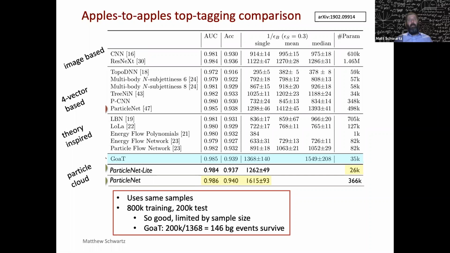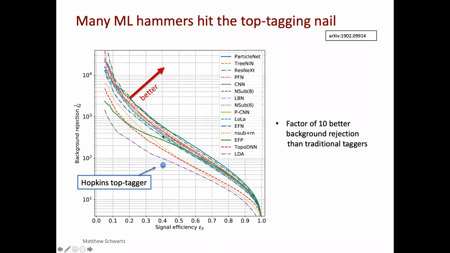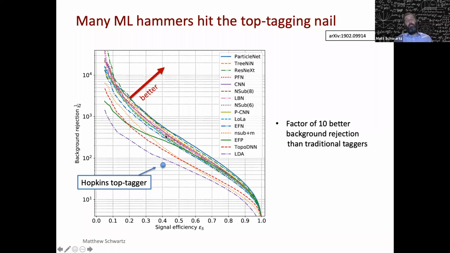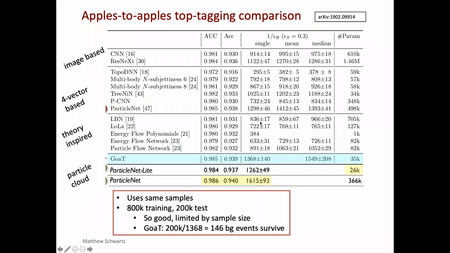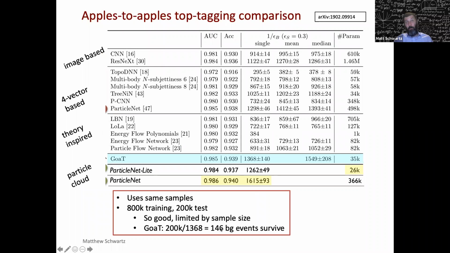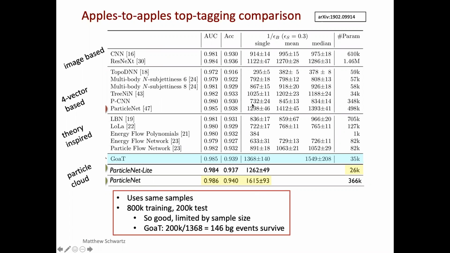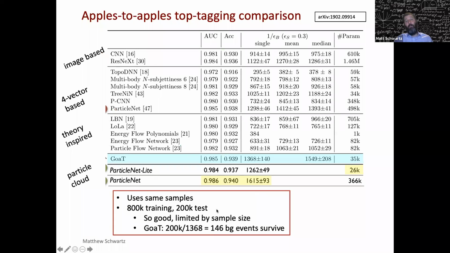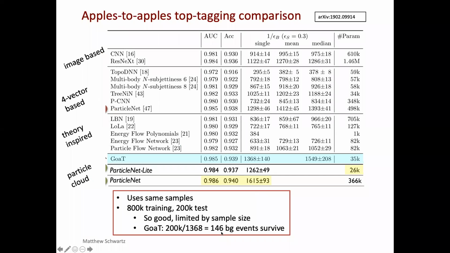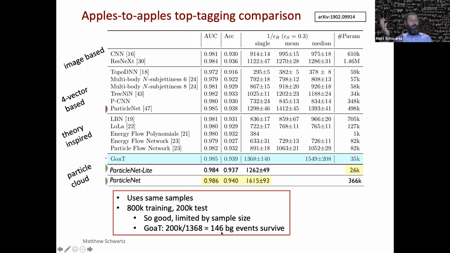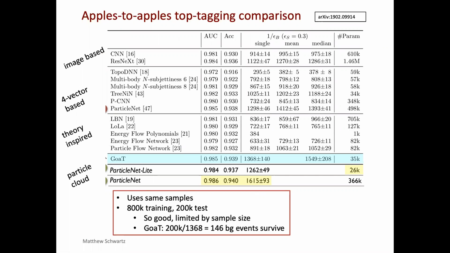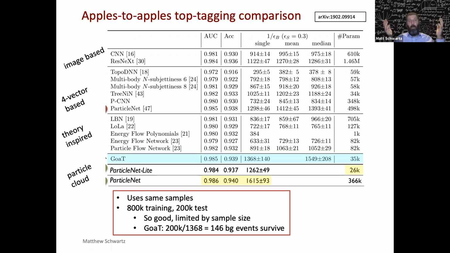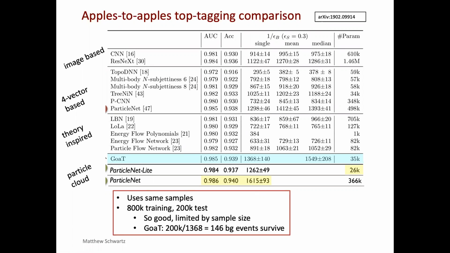I should say, I'm not so convinced that this is that much better than any of these. These lines all sort of go on top of each other, and there's some statistics in the sample dependence. As I said, there are only 146 background events out of 200,000 surviving. If you look at one that's half as good, there might be 300 background events surviving, but this is a small number, so it's not clear if it's statistically significant. You really need an order of magnitude bigger sample to distinguish these and tell what's going on.